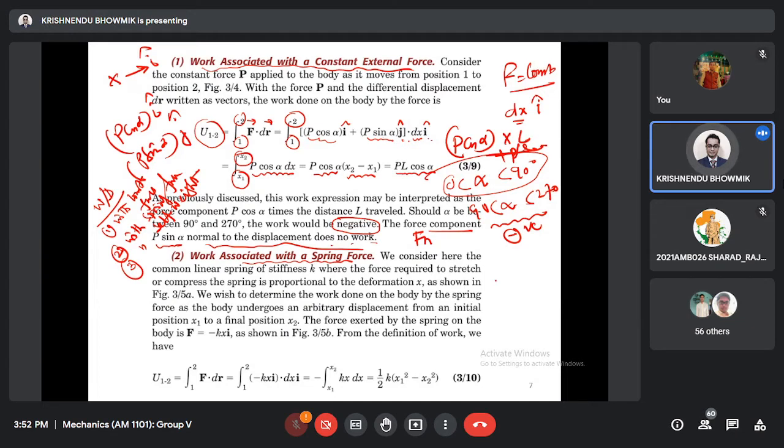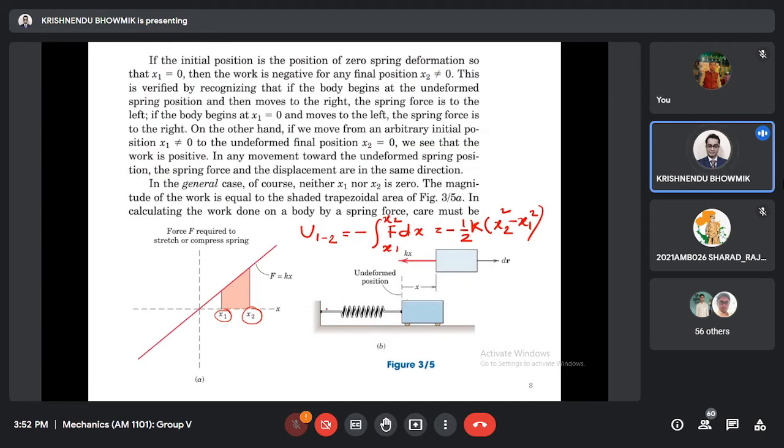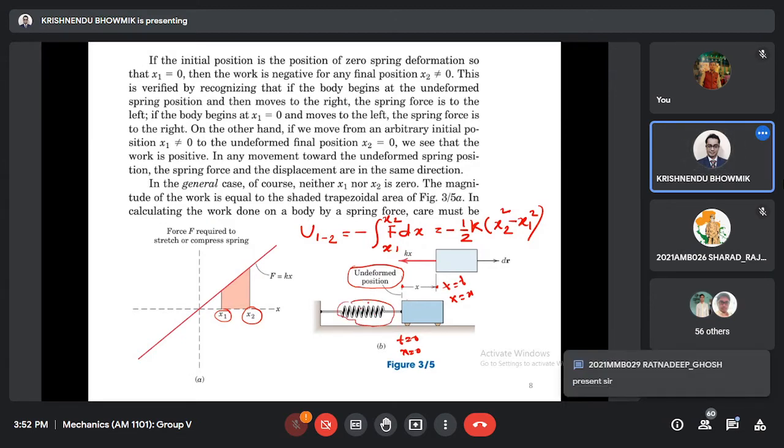Now, a very nice thing for the spring. If you consider this is the spring, this is the undeformed condition, t equal to 0, x equal to 0. And this is the deformed condition at some instant, t equal to t, x equal to x. So once we move from this to this point, that means we have stretched, or maybe we can compress also. Then what force will act here? The spring will try to get it back to the original condition.